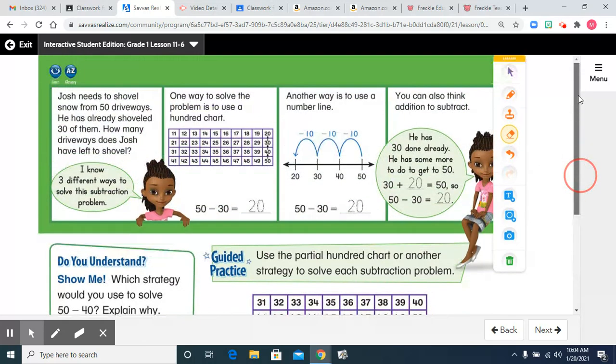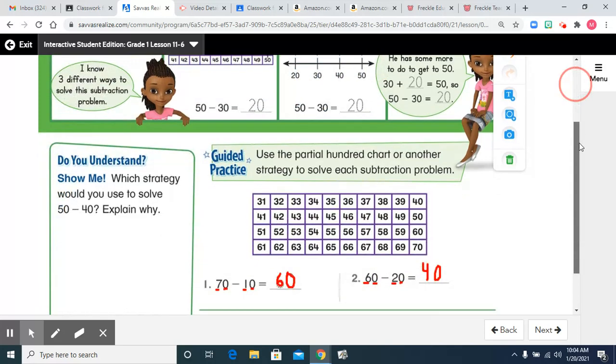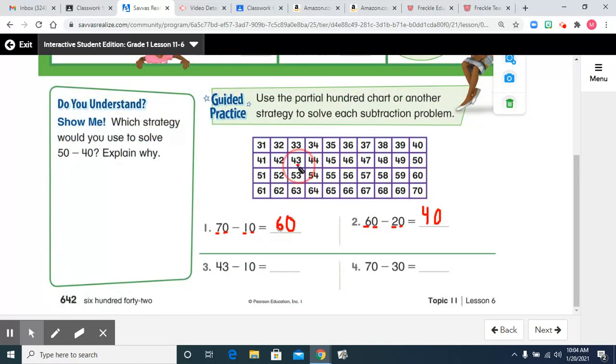Okay, number 3, 43 minus 10. Okay, here's 43 on our number grid. We were subtracting 10, so take 10 hops backwards, or we could take the shortcut, and we're just subtracting 10, so we go up one row. Because we know when you're subtracting tens, you go up. So 43 minus 10 equals 33. The tens and the ones, 4 tens minus 1 ten equals 3 tens, and 3 minus 0 equals 3.